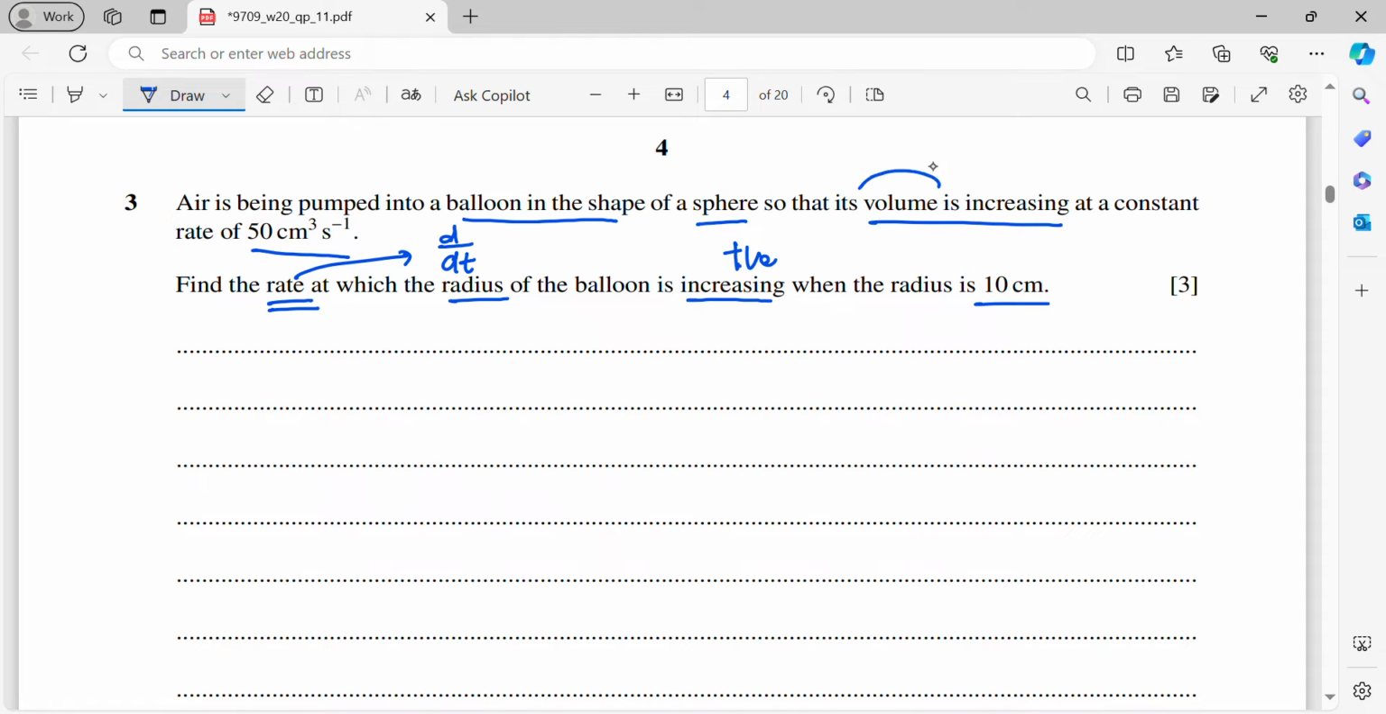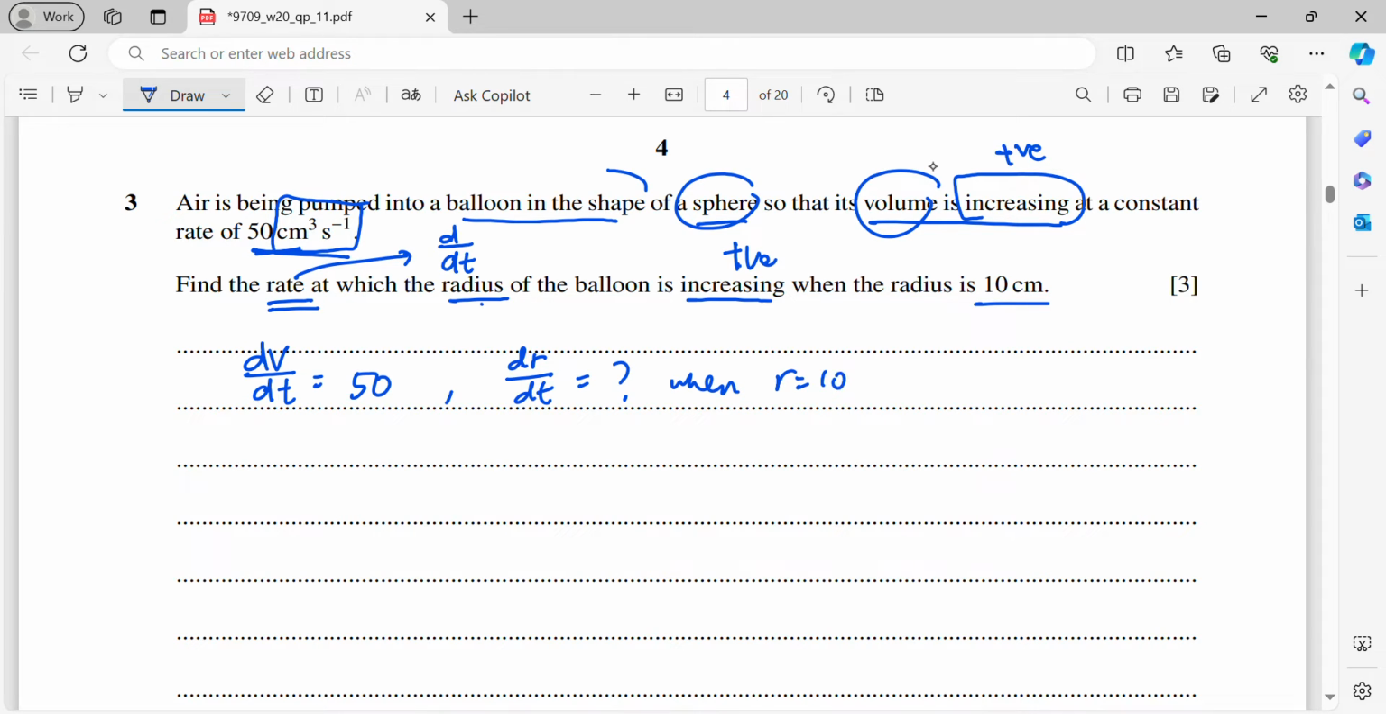Okay, so now it's mentioned that the volume of the sphere is increasing at 50 centimeter cube. So I will write dV over dt. By looking at the units here, centimeter cube is the unit for volume, and the s to the power minus 1, this is per second, that is the unit for time. That's why I get dV dt. And it is increasing, so it will be a positive value. That's why this is positive 50. Okay, and now you need to find out what is your dr dt, the rate of the radius, how much when r equals 10, radius is 10.